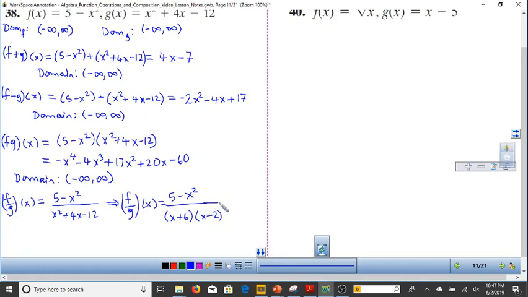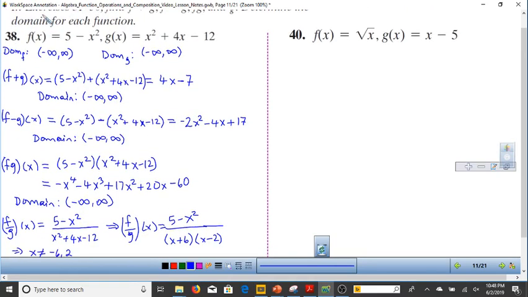which means that x is not going to be allowed to be negative 6 or 2. So our domain then is all real numbers except for those two values. That means negative infinity to negative 6. We put a parentheses at negative 6. Then we pick up after negative 6, continue to 2, parentheses at 2, pick up after 2, and continue to infinity. And that is the domain of f over g of x.